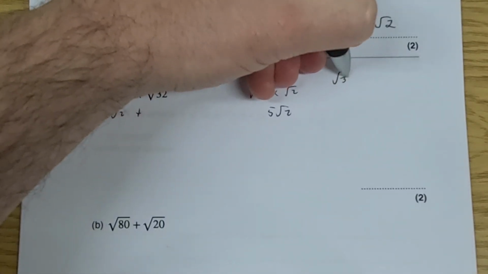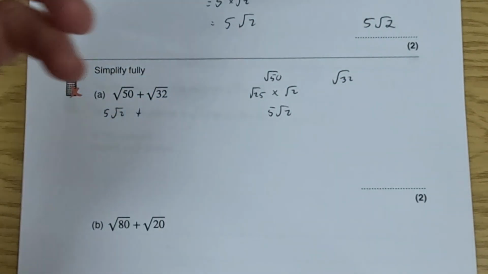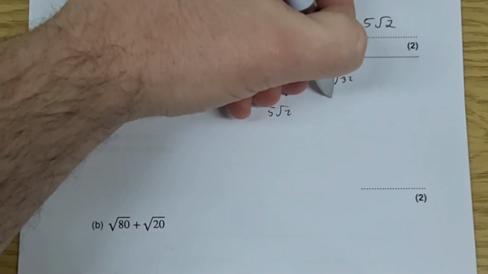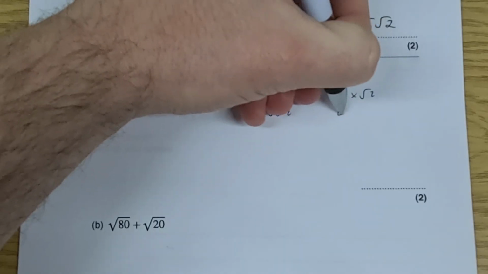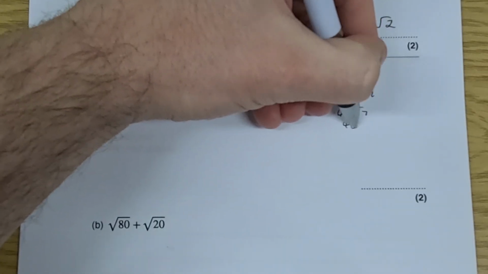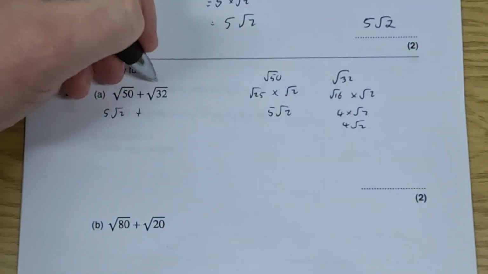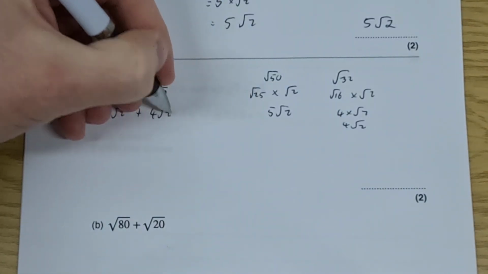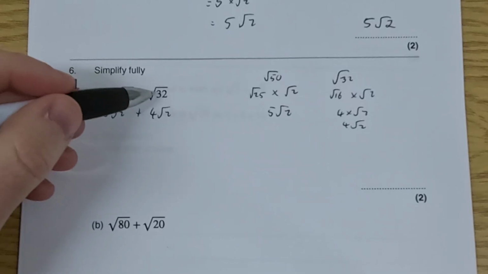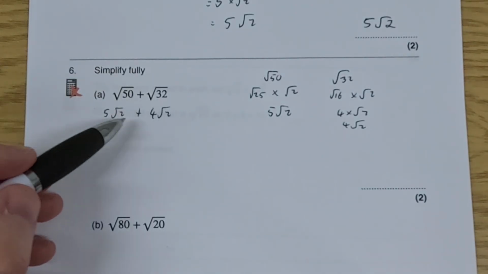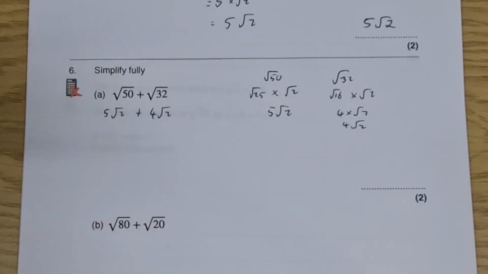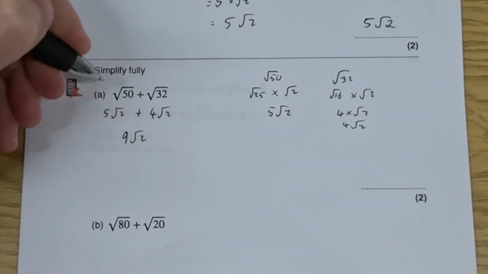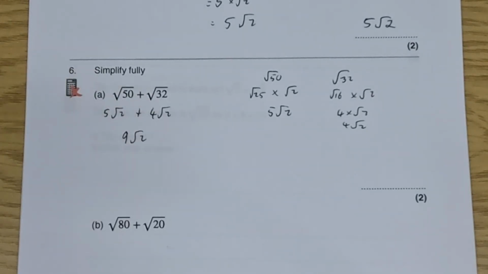Now, let's simplify root 32. The biggest square number that's a factor of 32 is 16, so that'll be root 16 multiplied by root 2. The square root of 16 is 4, so that'll be 4 times root 2, or 4 root 2, 4 lots of root 2. So root 32 is 4 lots of root 2. So instead of root 50 plus root 32, we've now got 5 lots of root 2 plus 4 lots of root 2. And 5 lots of root 2 plus 4 lots of root 2 would be 9 lots of root 2, so 9 root 2, just adding the numbers in front of the surds. So that's it, 9 root 2.